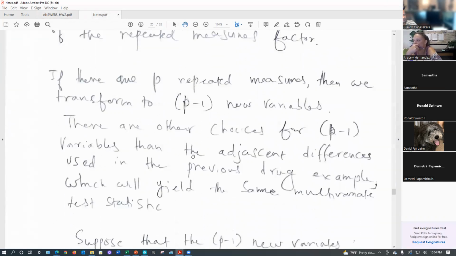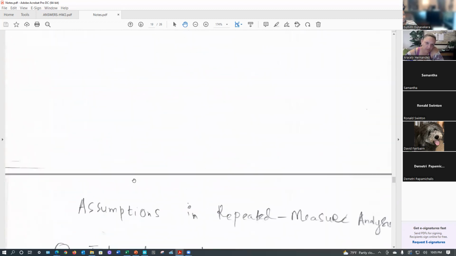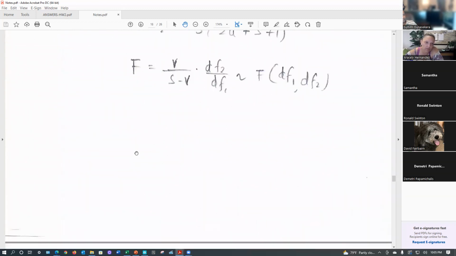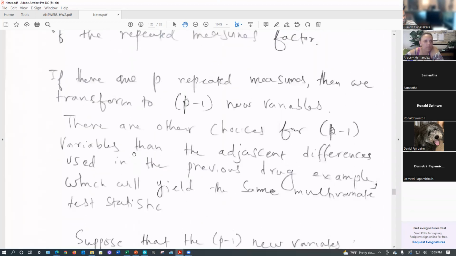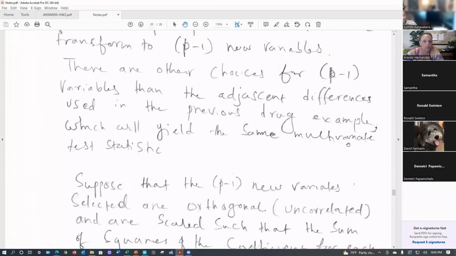See, for the new variables, there are other choices for these p minus 1 variables than the adjacent differences used in the previous drug example. That means this is related to our note, that in the beginning we had that drug example. Some multivariate transformations will give the same multivariate test statistic. This is very important.